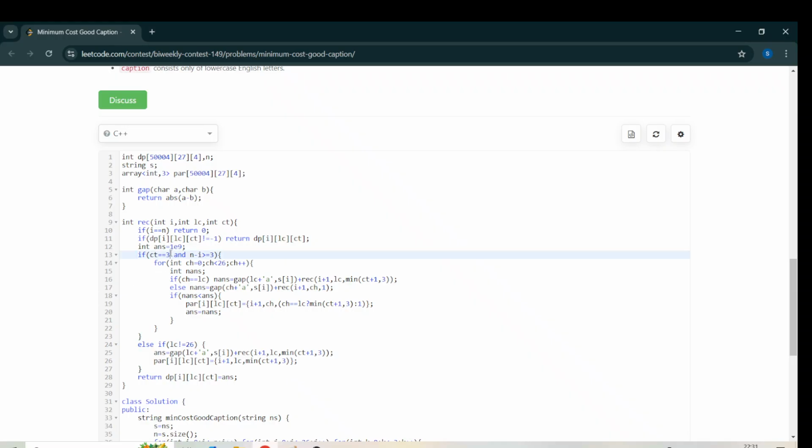If count is 3 and the total number of remaining characters is greater than or equal to 3, then we can start a new streak. Okay, now if the current character is equal to the last character, then we can continue the previous streak.